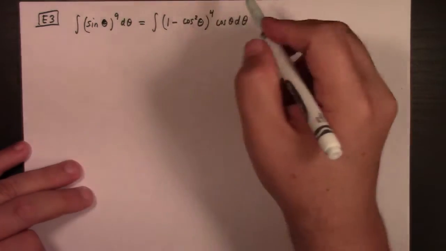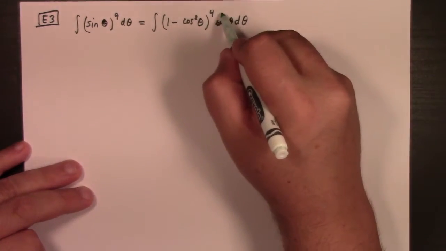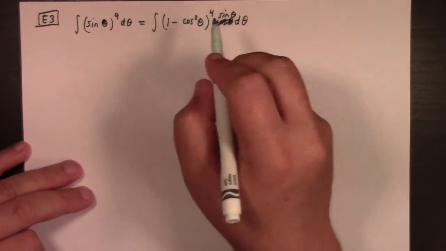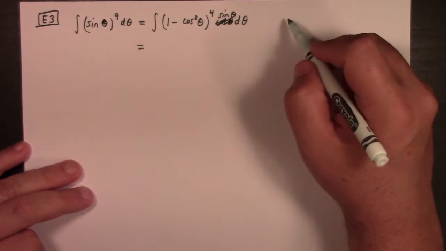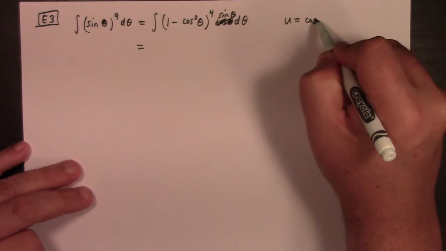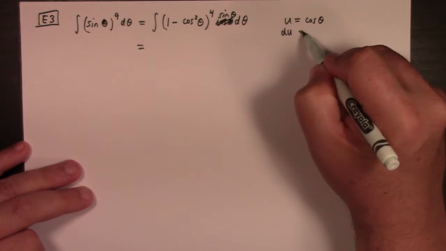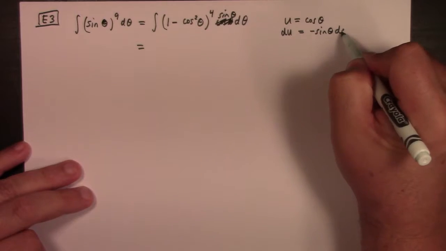Oh, I'm an idiot. There's an extra sine here, right? Sorry. Eventually I'll learn. Sine theta d theta. So what I do is I let u equal cosine theta. That makes it du equals minus sine theta d theta, right?